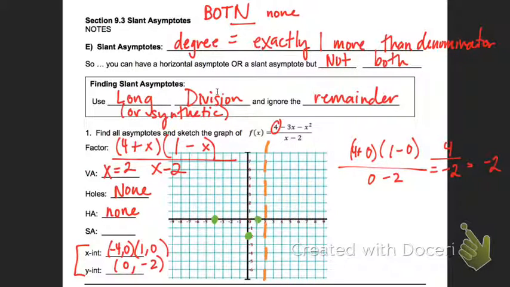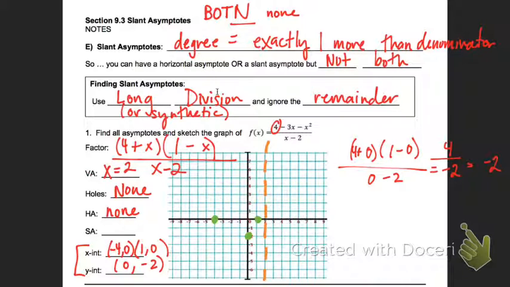Okay, now the last thing we want to do is our slant asymptote, comparing degrees of top and bottom. The top is bigger, but what is the degree? 2. What's the degree on bottom? 1. So I can use synthetic division on it. If it's only 1 bigger on top, I can do synthetic division. If it's 2 bigger on top, I have to do long division, okay?